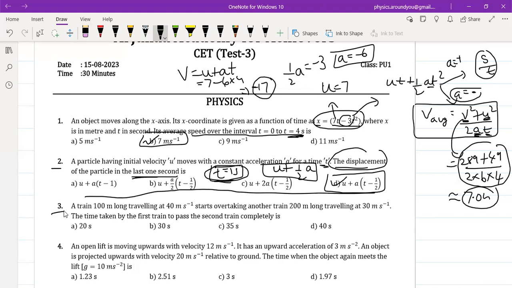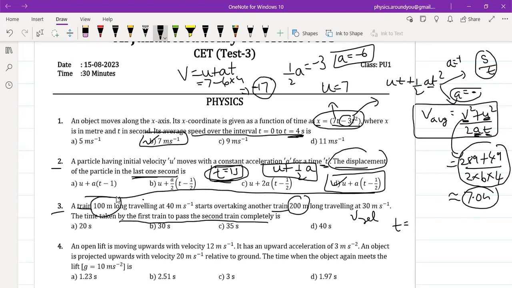Question number 3. Wherever there are train overtaking questions, a train and bridge or train and another train, two objects in motion, always use relative velocity, and time taken by the first train to pass the second train is always, okay, time taken is, add the lengths of the two trains. The length of the second train is 200.